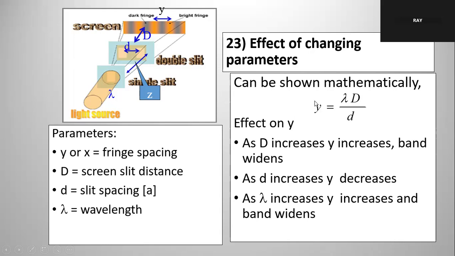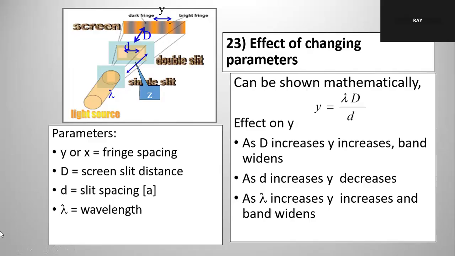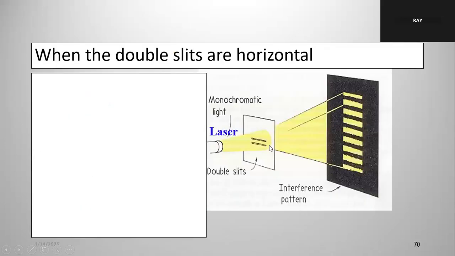We can derive it, but I didn't bother because it's not required in the syllabus. Remember to recognize it. In this one, the diffraction is on the horizontal. Vertical, no diffraction. If the slit is vertical, the diffraction is horizontal. The slit is on this side, not along the horizontal length.